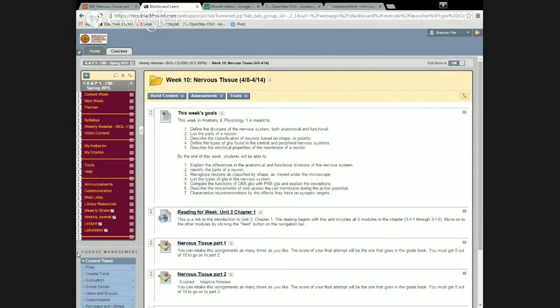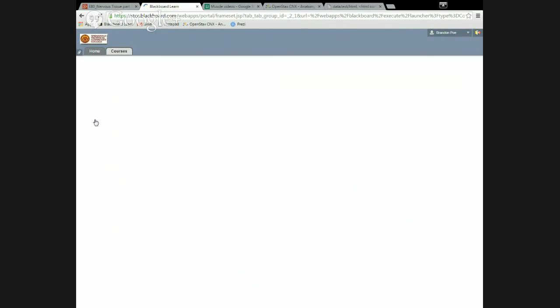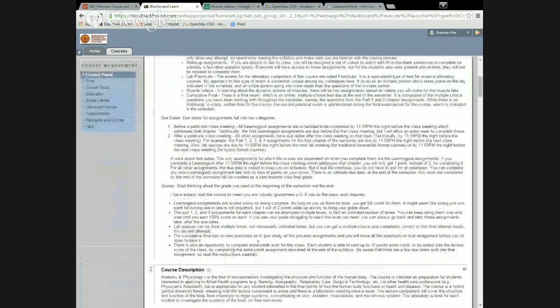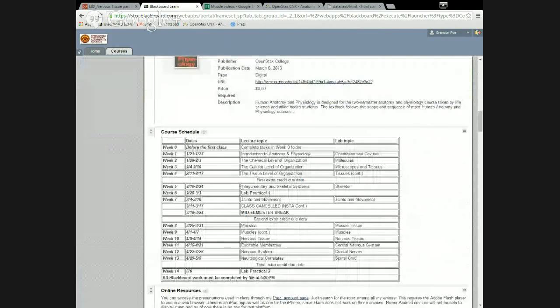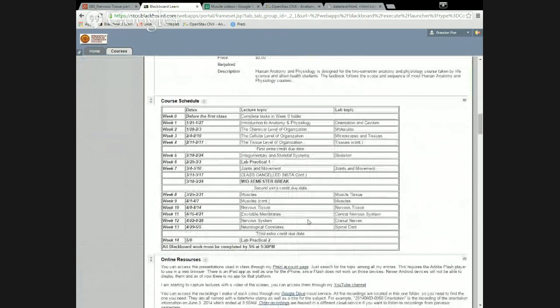Now, the way that I've set up the class for the rest of the semester in general, let me talk about that, but concentrating on what we're doing in the next couple of weeks. So in the syllabus, there's this guide to what we're doing. Here it is, April 8th, and we're doing nervous tissue.